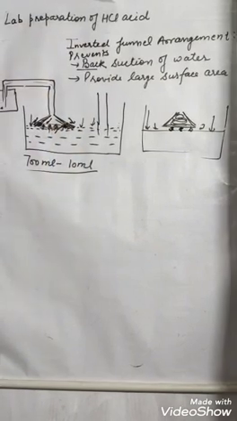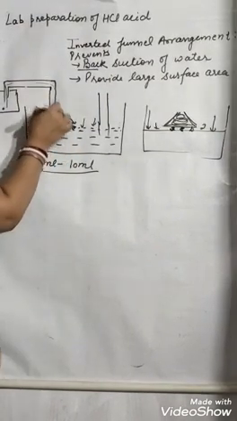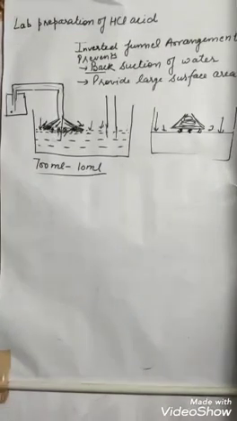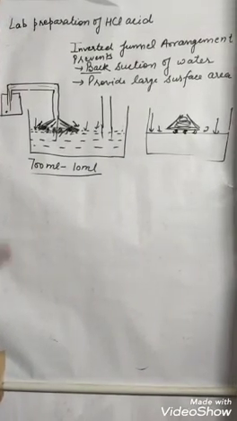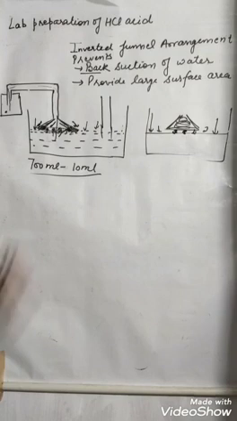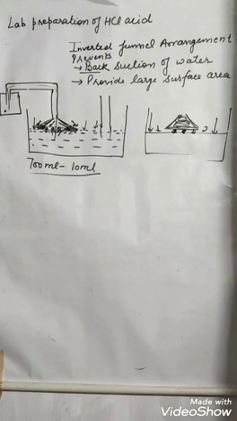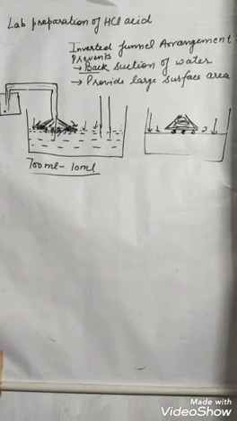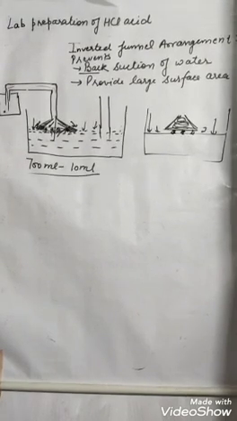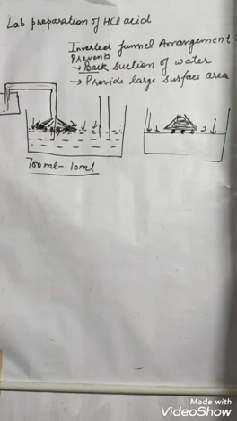What is back suction? Back suction means water will go inside the generating flask. Due to the pressure, due to the suction, it goes into the generating flask. That is called back suction of water. Alright. So why is this inverted funnel arrangement used? It prevents back suction of water and provides a large surface area.